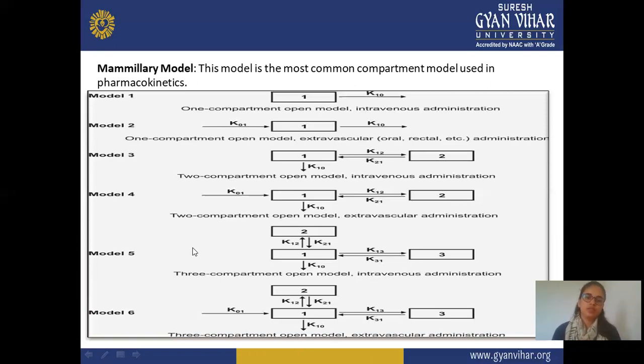So these are the six models. This one is one compartment, this one is two compartment, this one is three compartment. All these three have two administrations. One is intravenous administration, the second is extravascular administration. So these are the two administration processes of this mammillary model, or these are the models for the mammillary model.